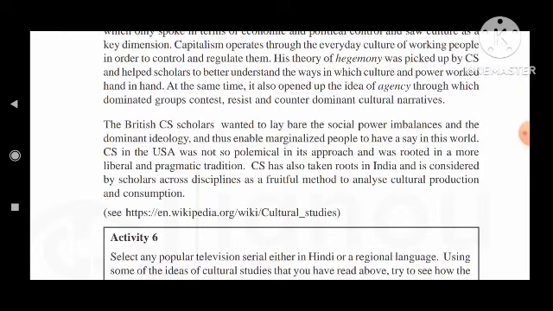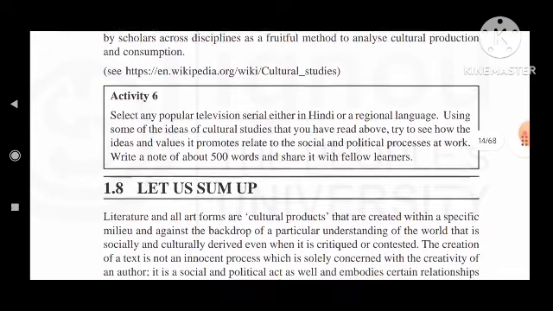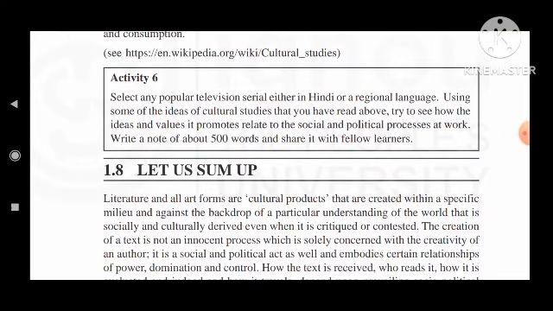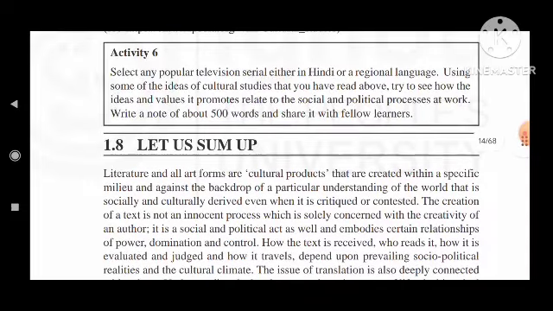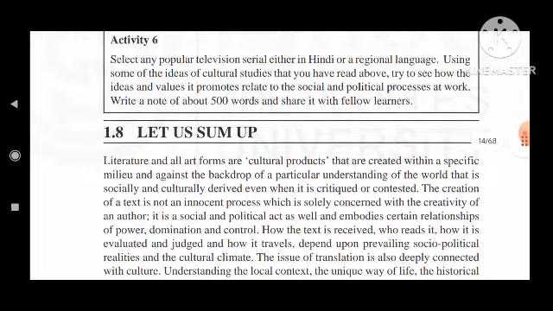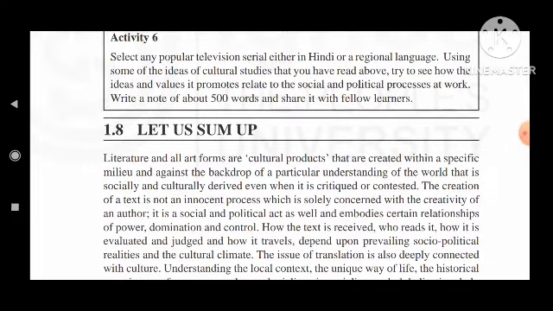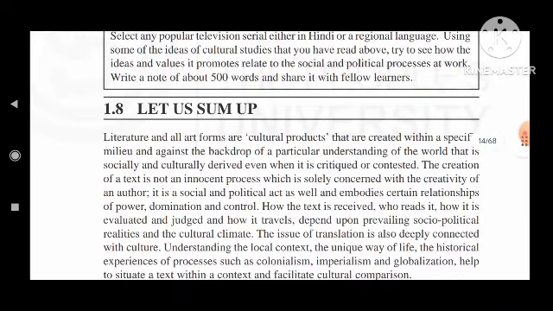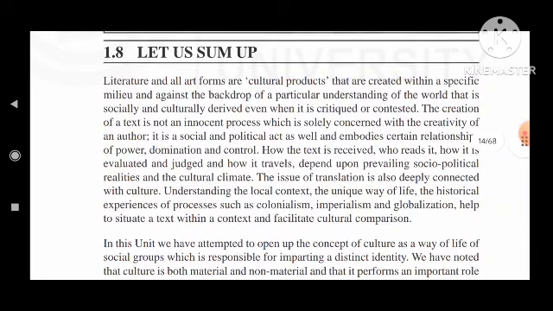CS has also taken roots in India and is considered by scholars across disciplines as a fruitful method to analyze cultural production and consumption. Select any popular television serial, either in Hindi or a regional language, using some of the ideas of cultural studies that you have read above. Try to see how the ideas and values it promotes relate to the social and political processes at work. Write a note of about 500 words and share it with fellow learners. Then let us sum up.